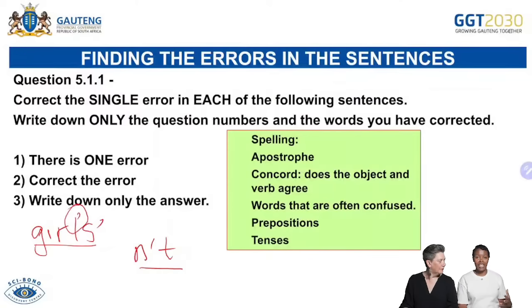I know this sounds like a lot of information, but I know you've got it because it's revision. We also then look at the concord. Does the object and the verb agree? When you look at the sentence, is there concord, subject and verb agreement? For example, the boys, for example, the boy kicked the ball. No. A different example. This is not what I want to say.